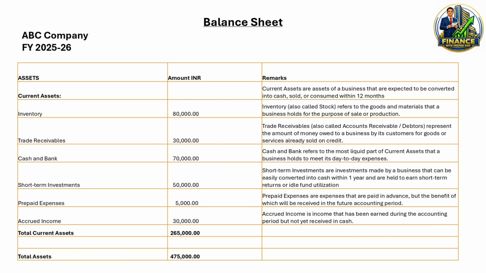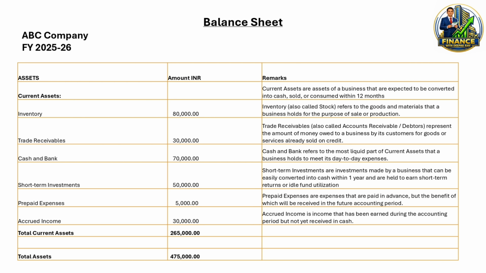Current assets. Current assets are expected to be converted into cash within 12 months. Example, inventory. Inventory means goods or stock available for sale. Trade receivables. This is money receivable from customers for credit sales. Cash and bank. This is the most liquid asset available for daily operation. Short-term investment. Investment that can be converted into cash within 1 year.